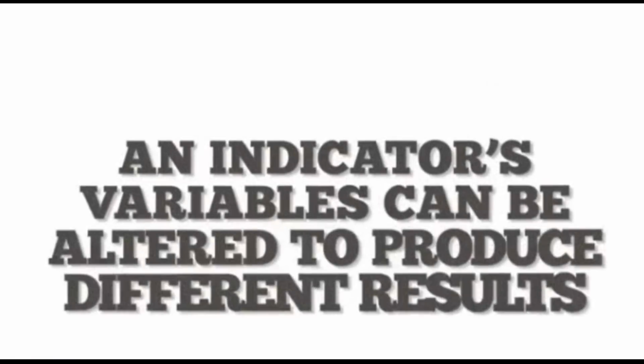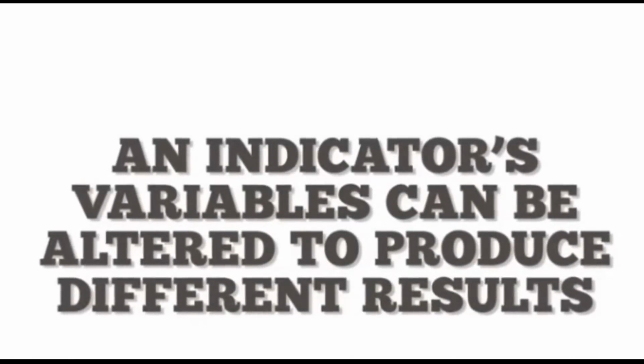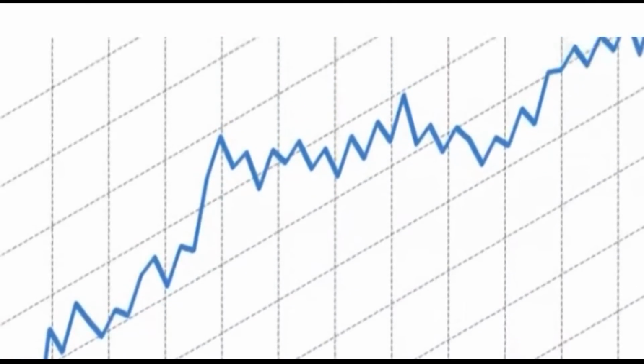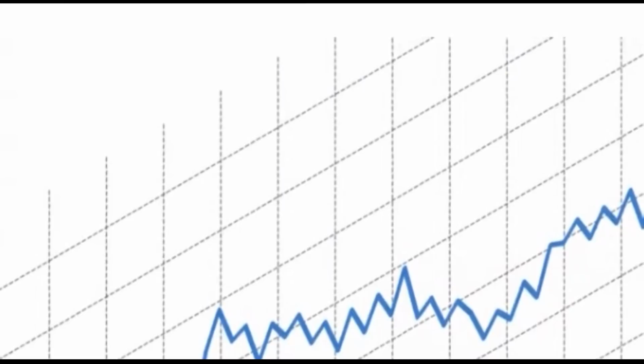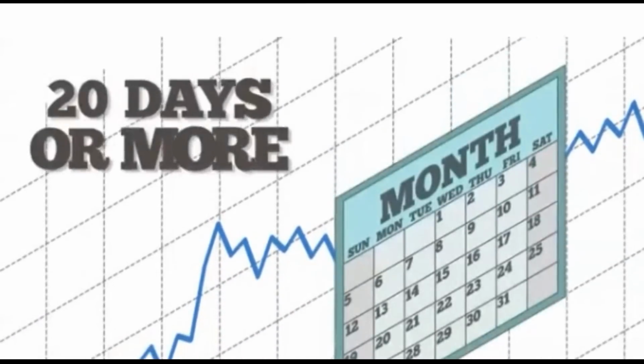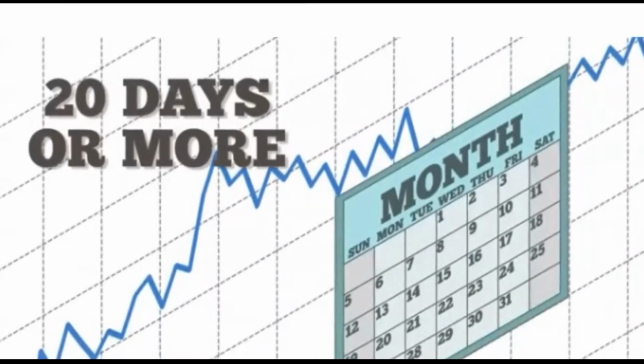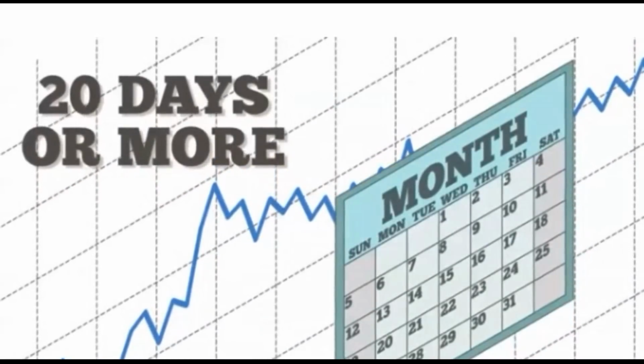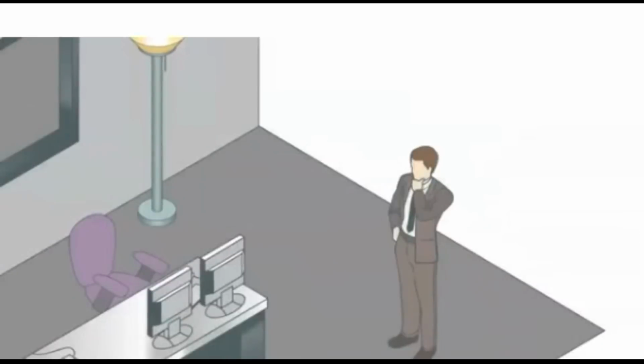An indicator's variables can be altered to produce different results. For example, a simple moving average's result can change drastically when it's adjusted to account for an additional 20 days or more. Optimizing an indicator is an important part of developing an objective strategy for entering and exiting a market.